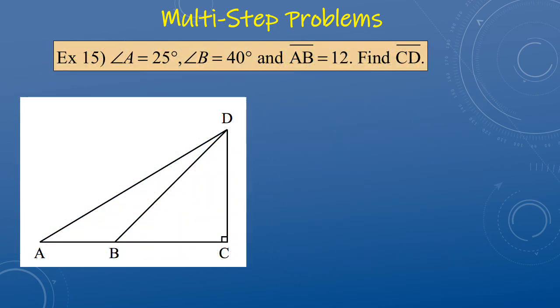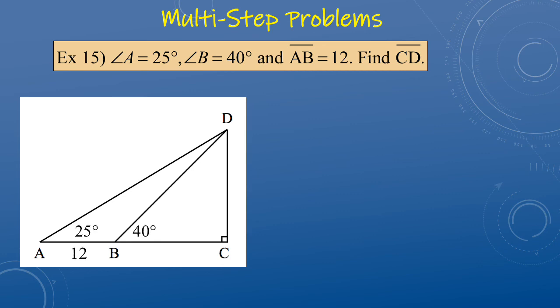Problem 15 tweaks problem 14 just slightly. We know that angle A and angle B remain the same, 25 degrees and 40 degrees. But now AB is equal to 12, and we are asked to find CD. This makes the problem much more difficult.